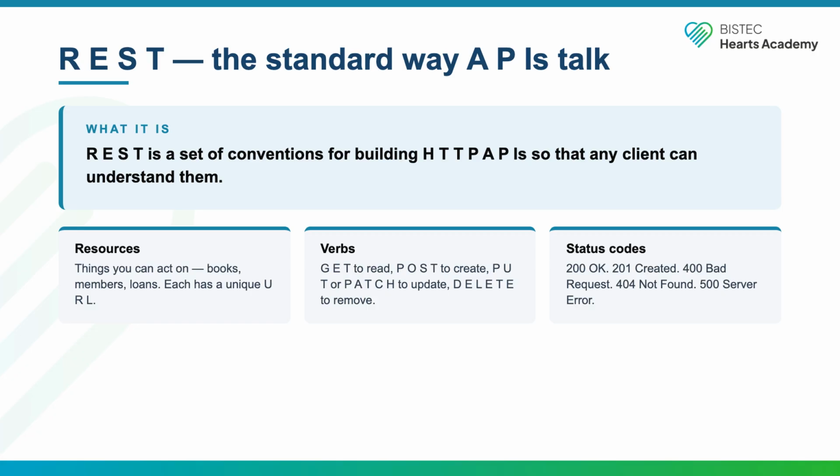Each resource gets a URL. Verbs. HTTP methods, GET to read, POST to create, PATCH or PUT to update, DELETE to remove. Status codes, a 3-digit number on every response that tells the client what happened. We will see the 8 you must memorize in 2 slides. If you follow REST conventions, your API is predictable. A new developer can guess most endpoints from a list of resources. That is the point.